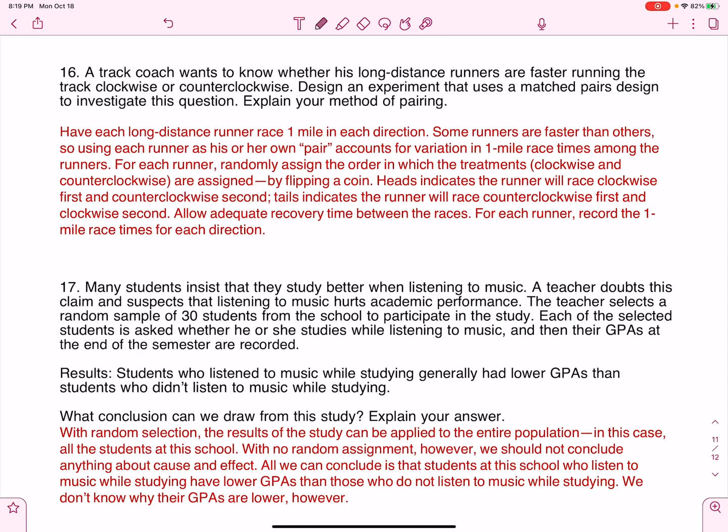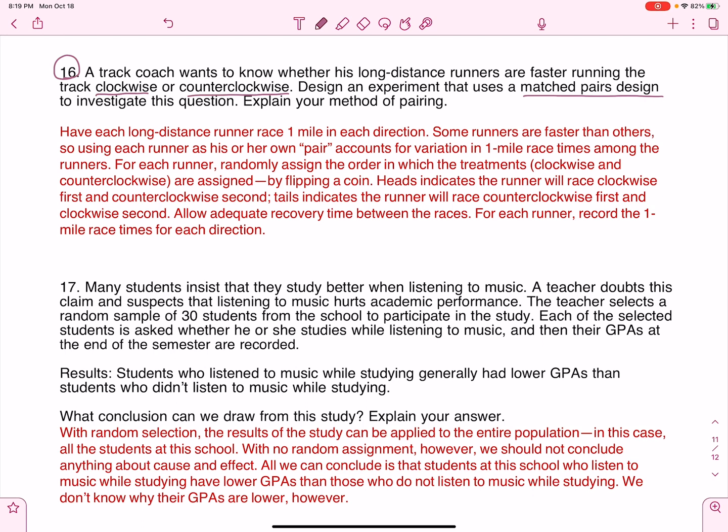All right, AP Stat, in this video we're in Unit 3 and we're looking at example 16. We have a track coach who wants to know whether his long distance runners are faster running the track clockwise or counterclockwise. So we are going to design an experiment that uses a matched pairs design to investigate the question, explain your method of pairing.